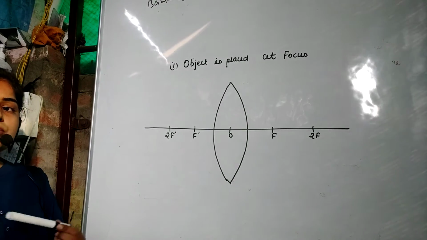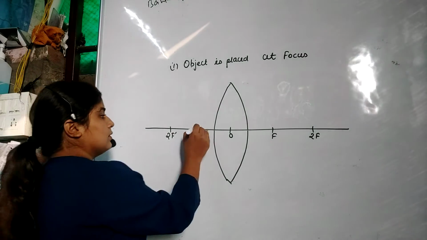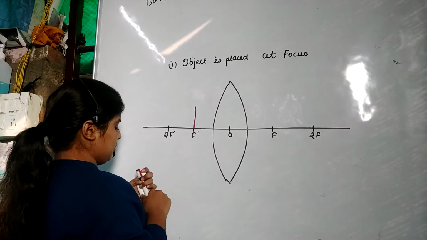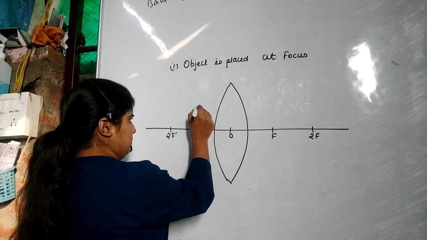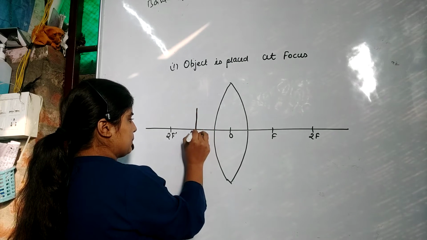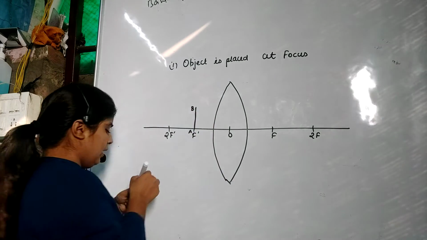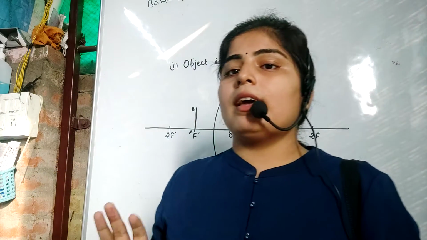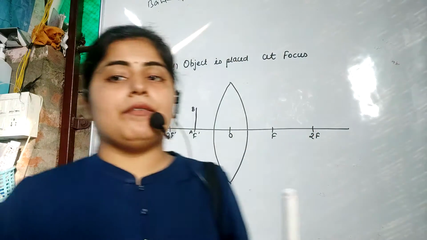Going to place the object at focus. So here we are placing the object. Suppose that this is AB. Apply any two rules of the image formation. Same thing will be applied in every case.